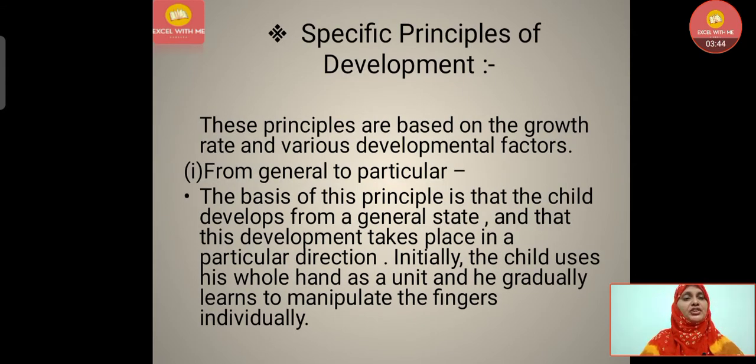Now we understood about general principles. Now let's understand specific principles of development. These principles are based on growth rate and various developmental factors. Number one, from general to particular. The basis of this principle is that the child develops from a general state and that this development takes place in a particular direction. Initially, the child uses his whole hand as a unit and he gradually learns to manipulate the fingers individually.